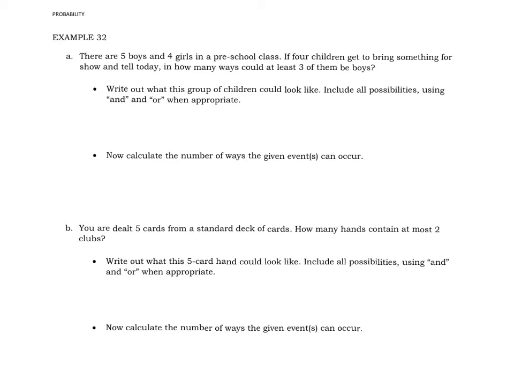So what I'm going to strongly encourage you to do is, first of all, figure out what that group of kids looks like using the words and or. So at least 3 is a minimum of 3 boys, okay? A minimum of 3 boys. So that means you could end up with 3 boys or 4 boys bringing show and tell. However, if you have 3 boys bringing show and tell and there are 4 kids bringing show and tell altogether, that means you also need 1 girl. So it could look like 3 boys and a girl brought show and tell, or 4 boys brought show and tell. Once you've got that set up, then the calculation is actually quite simple.